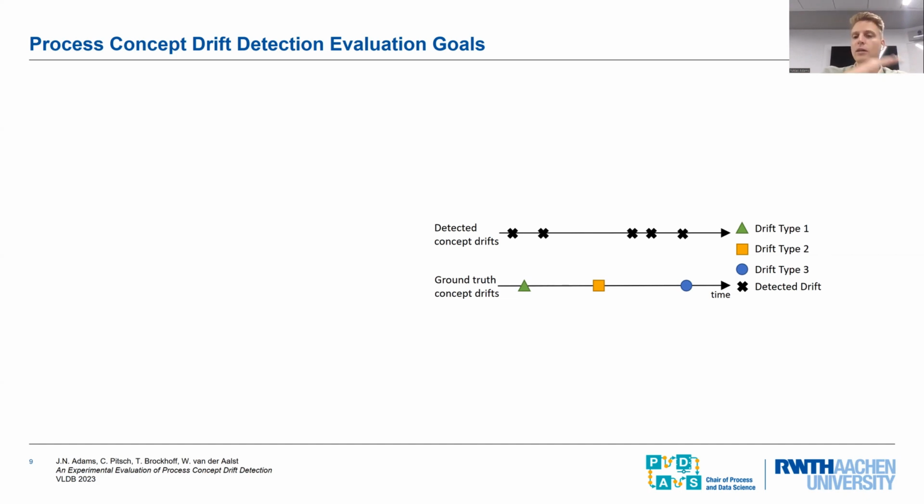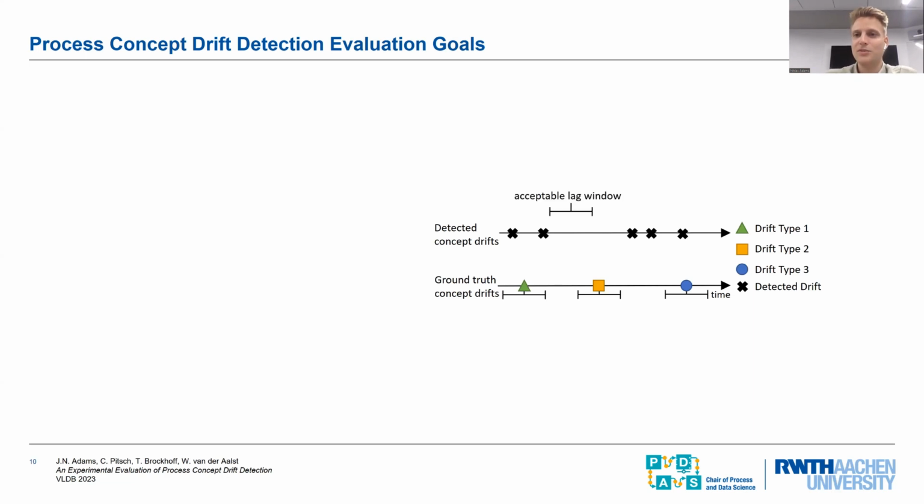And we will now quickly go through them and then see that almost none of the papers uses all of these evaluation goals. And this is also one core part of the motivation of this framework, that we can apply that to all of the techniques. So first of all, we have our detected concept drift, and we have our ground truth concept drift. So in this scenario, we know which concept drifts there are. We also know that there are different types, and we will later see what that means. And we know what kind of predictions of which concept drifts our process concept drift detection technique has given us.